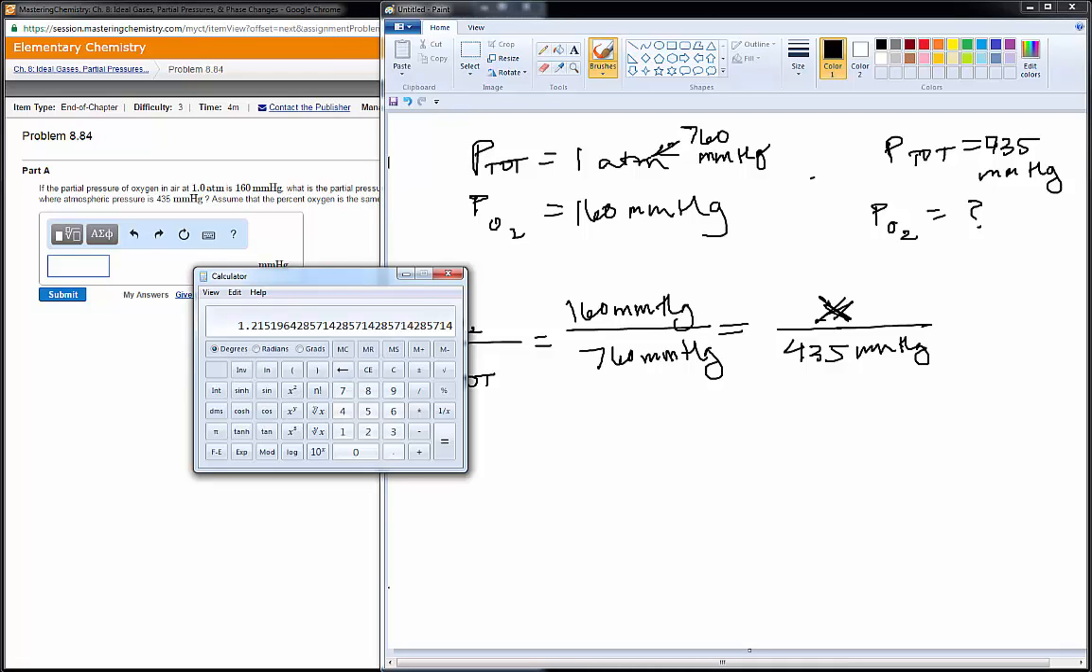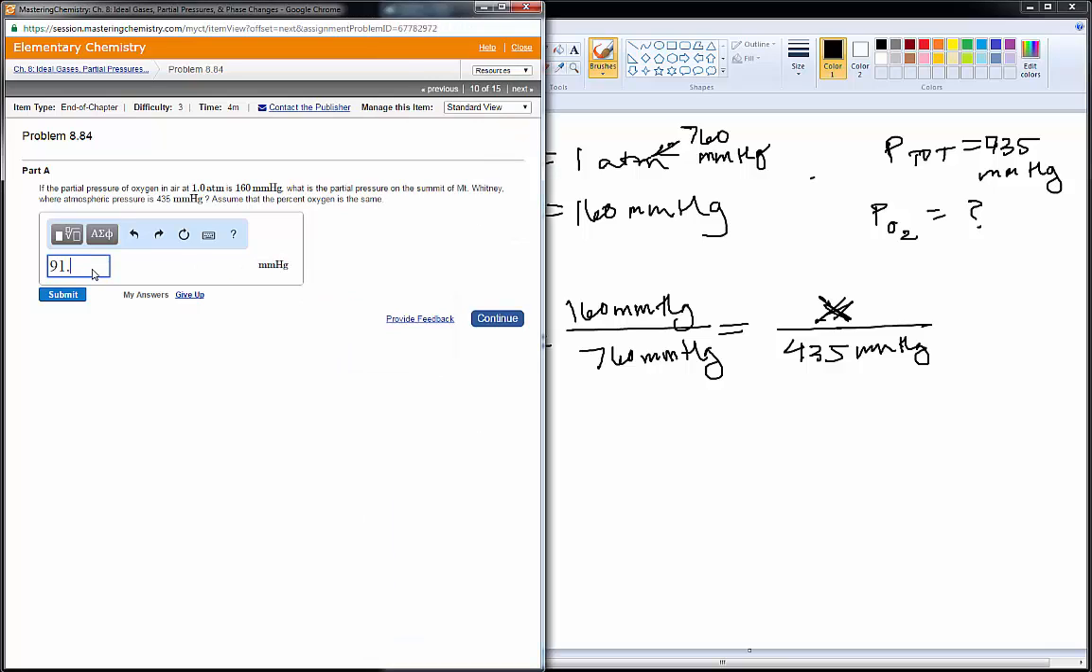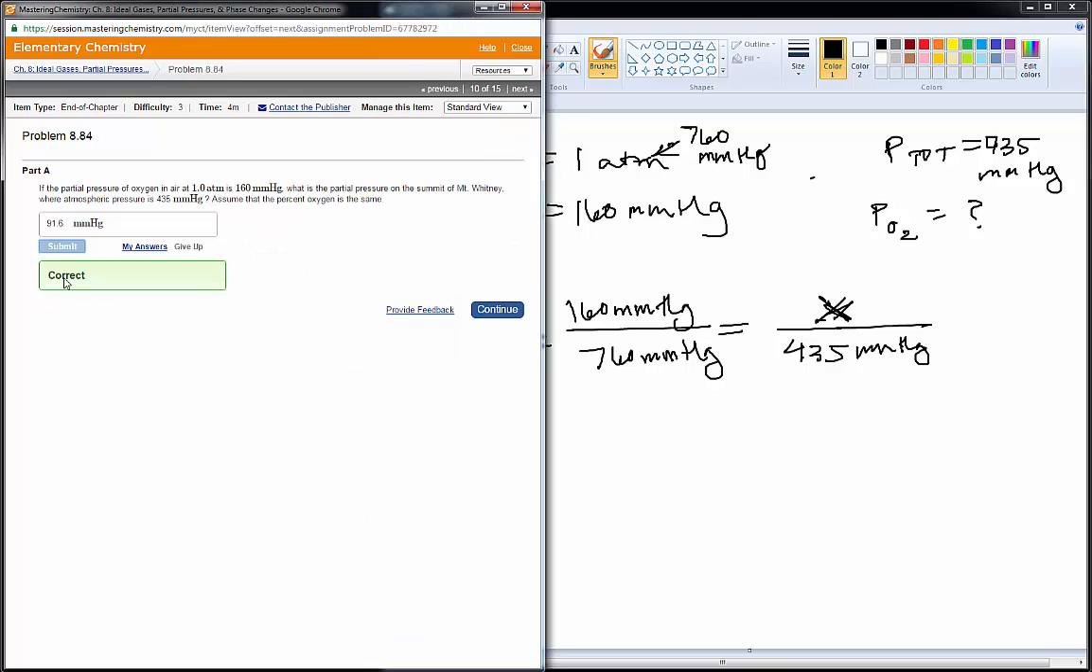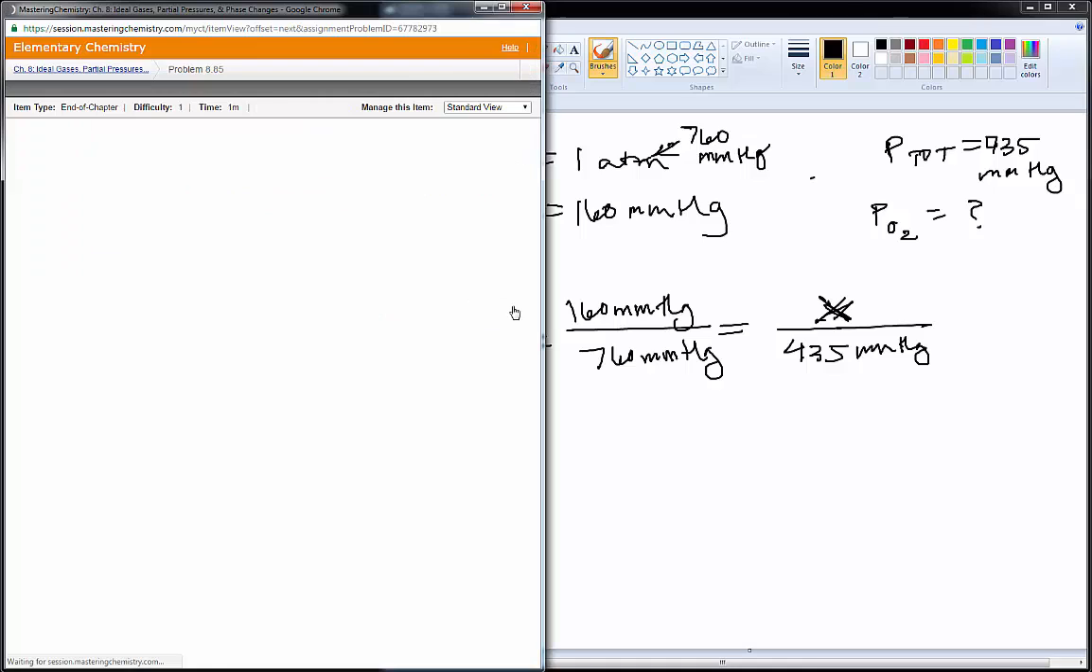Or in other words, we're saying, hey, look, looks like the oxygen is 21% of the air. It's exerting 21% of that pressure. So 21% of the total 435 pressure gives me a partial pressure of oxygen of 91.6 millimeters of mercury.